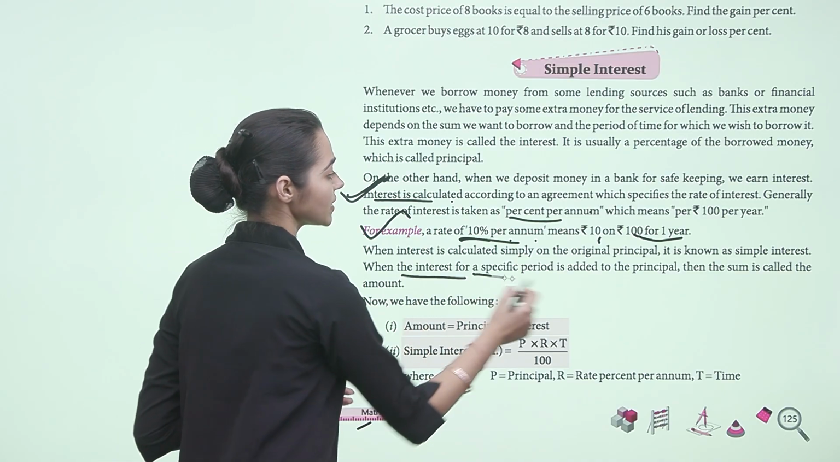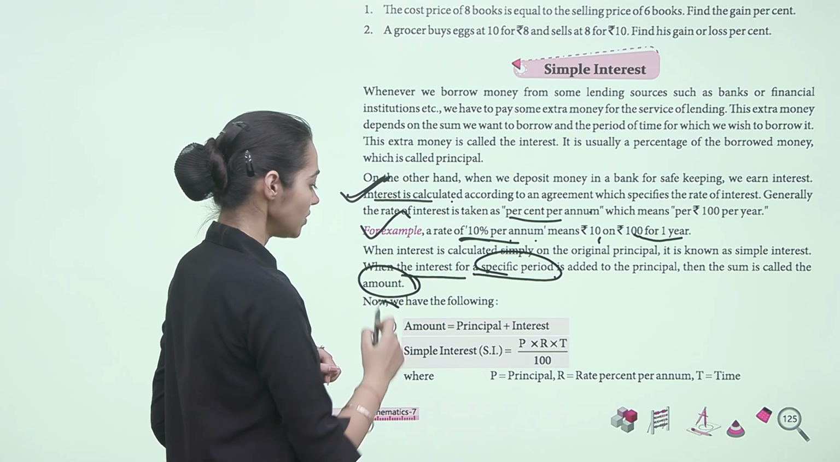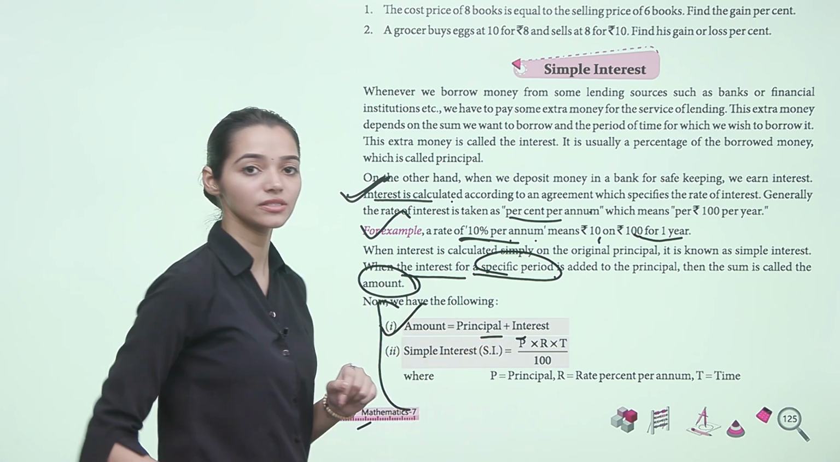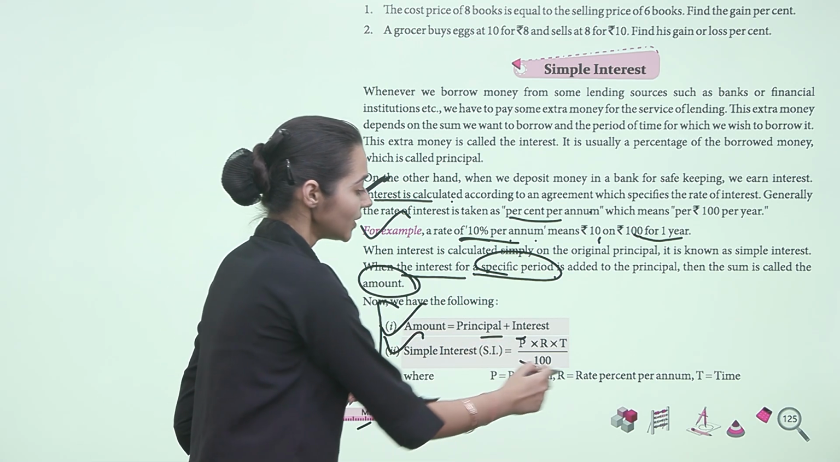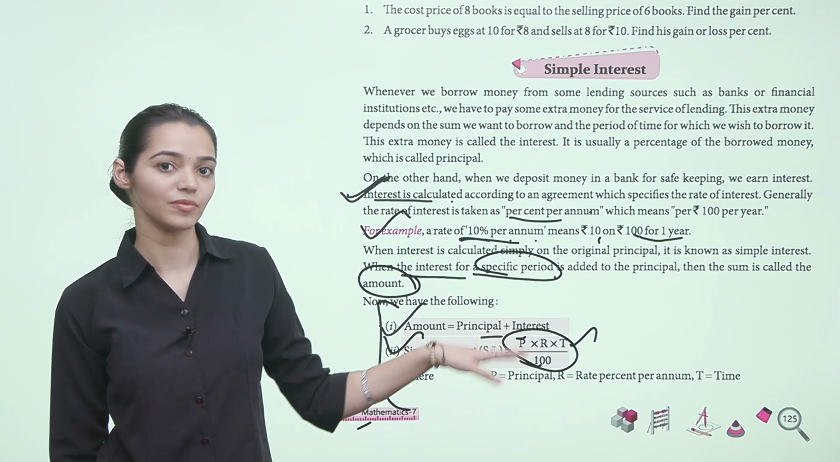But when the interest for a specific period is added to the principal, then that sum is our amount. Now we know that amount is principal plus interest, and simple interest is P into R into T upon 100, where P is our principal, R is the rate per annum, and T is our time.